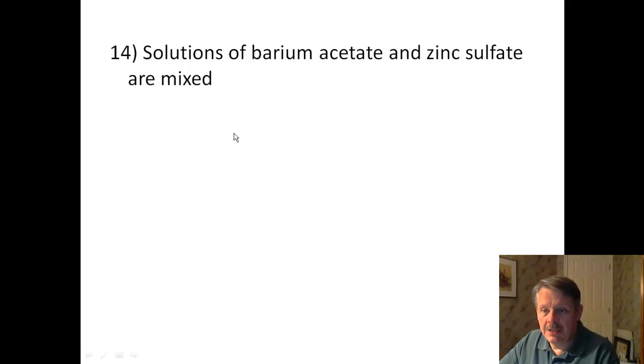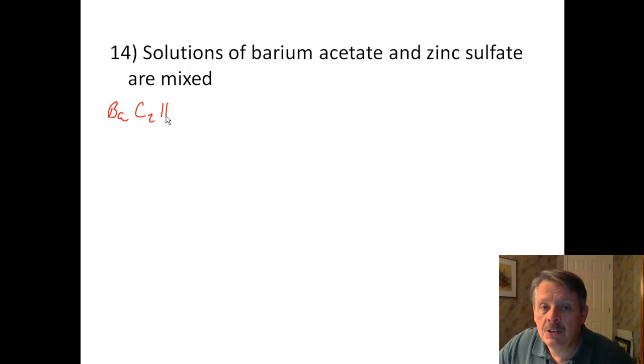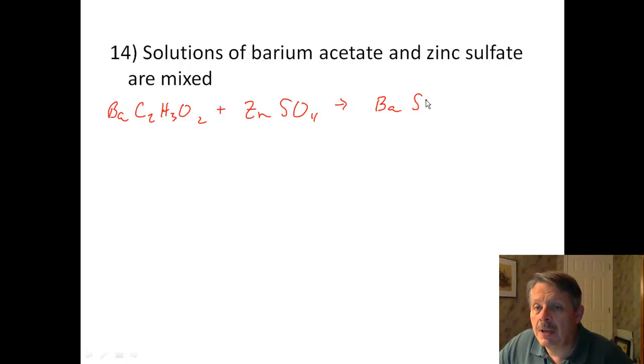Number 14. Here's the last one. Barium acetate. Barium is Ba, C2H3O2, plus zinc sulfate, ZnSO4, is going to give me, we're going to reverse the metals. So we have barium sulfate plus zinc C2H3O2. Okay, so is this even possible? Well, let's look and see what we have.